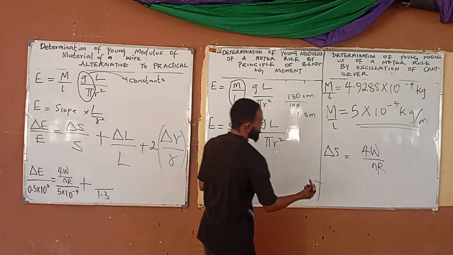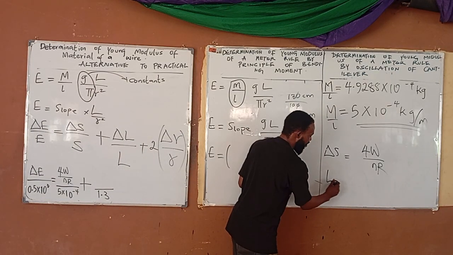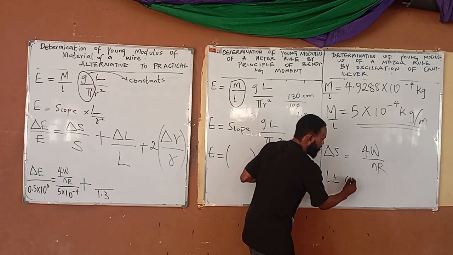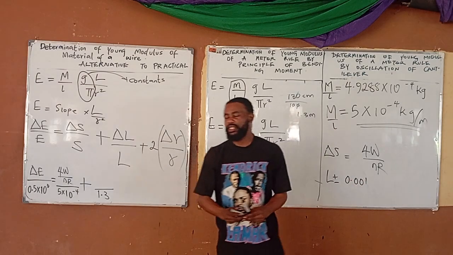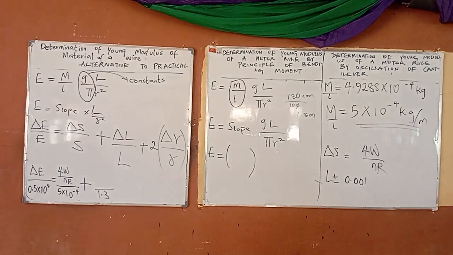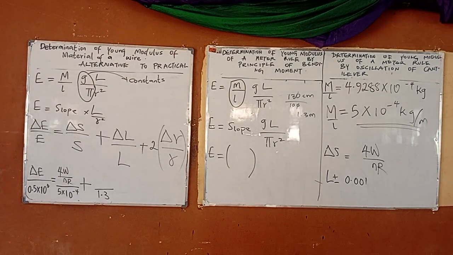So I will now use the degree of accuracy for that wire, L plus or minus, should be 0.001. And please notice, in your notebook, when they gave you length of this thing, that's linear reading. What did they give? Is it 0.01? For linear reading, they just gave you 0.01. That means for micrometer screw gauge it is 0.001.